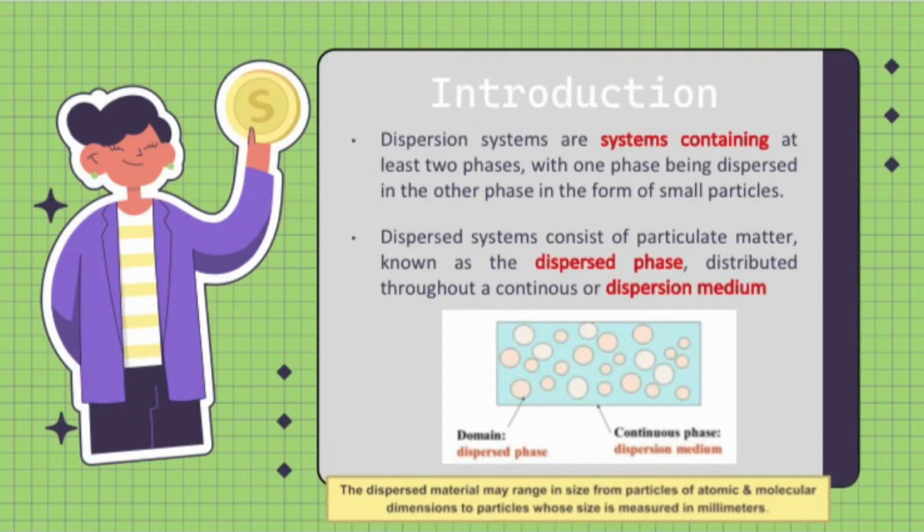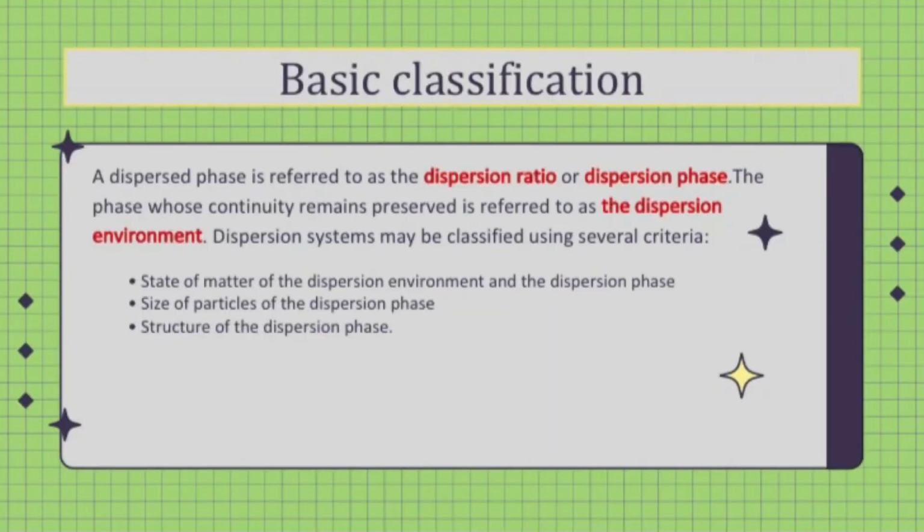The dispersed material may range in size from particles of atomic and molecular dimension to particles whose size is measured in millimeters. A dispersed phase is referred to as the dispersion ratio or dispersion phase. The phase whose continuity remains preserved is referred to as the dispersion environment. Dispersion systems may be classified using several criteria.